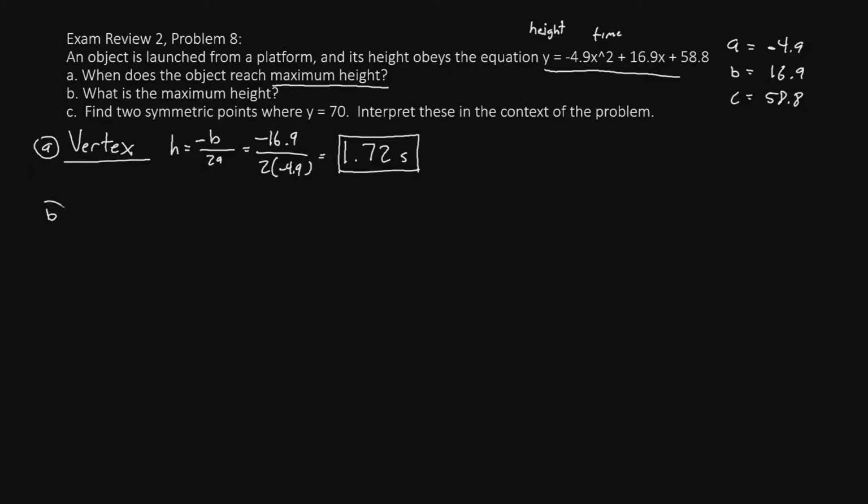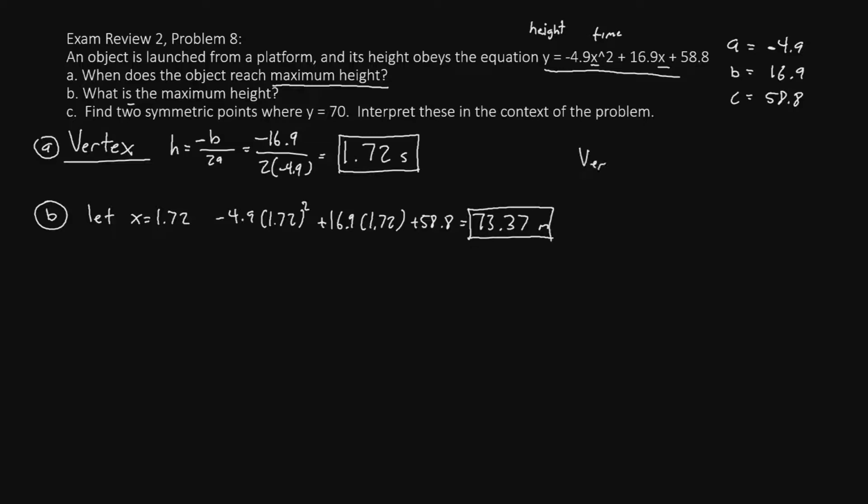Now for part B, where they ask what is the maximum height, we'll need to put this 1.72 back into the original equation. So everywhere we see x in this original equation, we'll place our 1.72, and we will have negative 4.9 times 1.72 squared plus 16.9 times 1.72, and then add 58.8. Once again, you'll need to have a calculator for this, but once you put it in, you should get 73.37. Now, since this is height, we're going to say this is in meters.